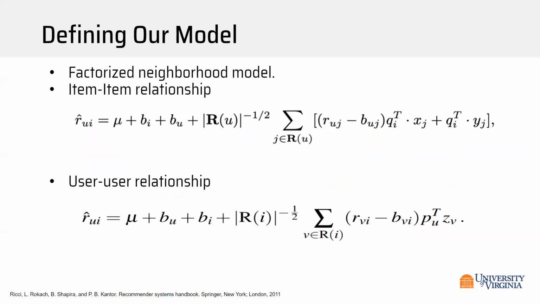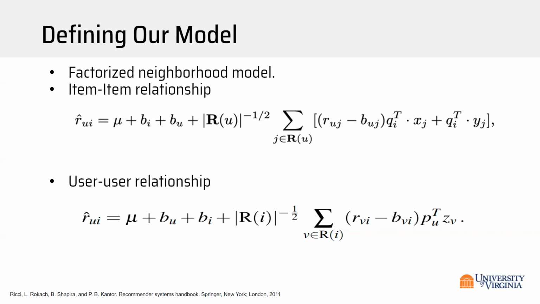R hat sub UI is the preference that a user U has for a given item I. We calculate this value by taking mu, the global average of the user's preferences across all items, and adding B sub I and B sub U, which are the deviations from the average value for the item I and user U. We then add a normalized value determined by the ratings of similar users. This value is generated by the difference between the user's actual rating of the item, RUJ, minus the baseline rating of that item, BUJ, which becomes a scalar multiplier for two factorized quality vectors, QI and XJ. Then additionally, we add QI times YJ to capture implicit data from user ratings.